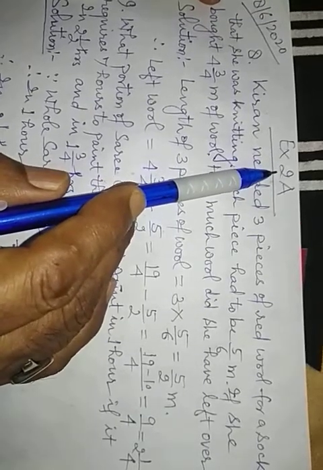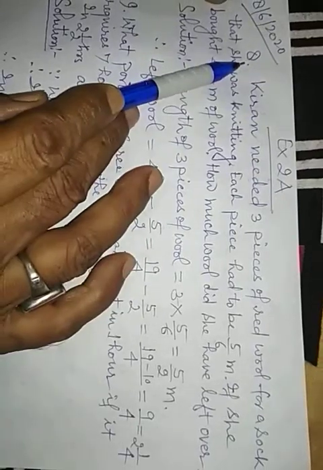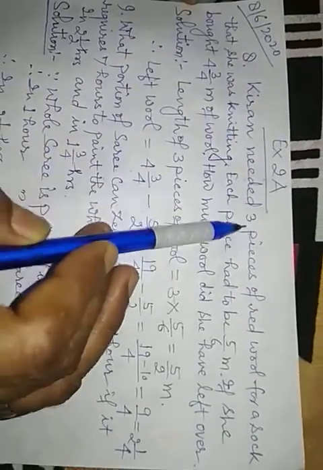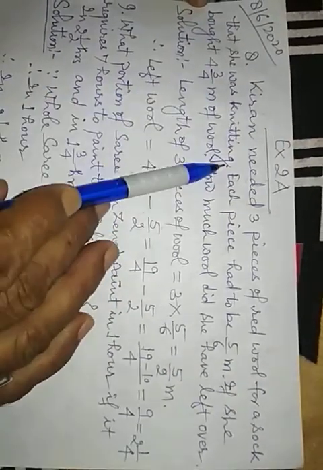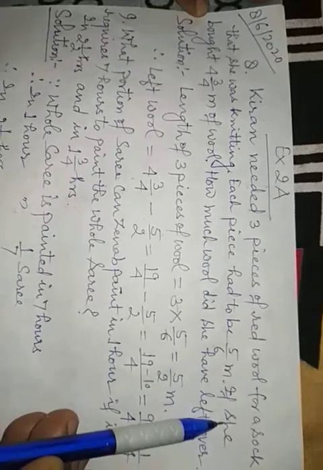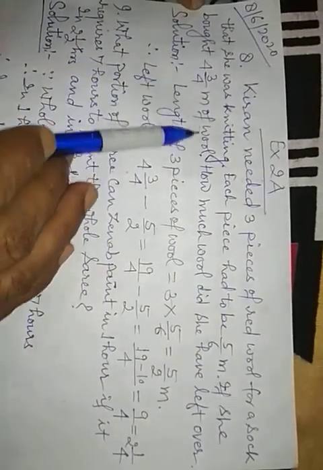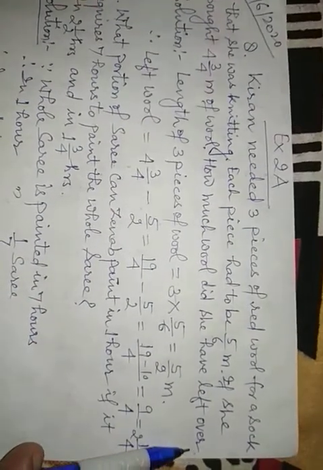Dear students, today we have to start from question number 8, exercise 2a. Kiran needed 3 pieces of red wool for a sock that she was knitting. Each piece had to be 5 by 6 meter. If she bought 4 whole 3 by 4 meter of wool, how much wool did she have left over?